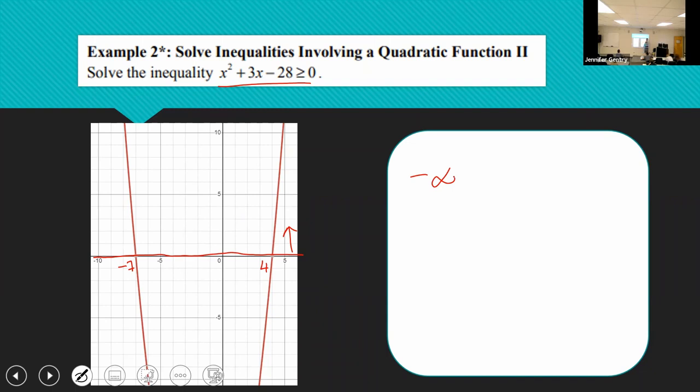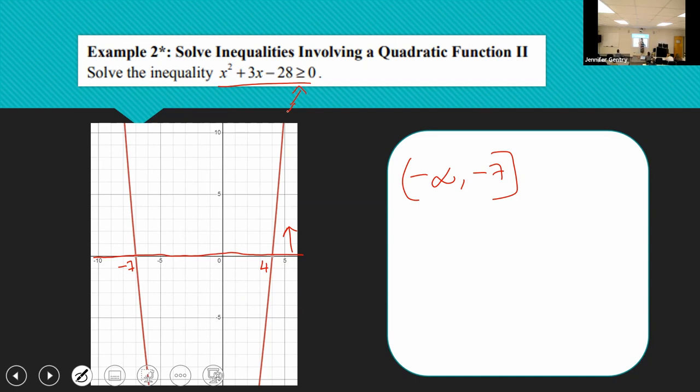Negative infinity always has what kind of bracket? Parentheses, because I can never be that, right? Where am I stopping? -7. Square bracket. Why, Henry? Because it's a point and it says or equal to. Do you see the difference from the first one? In the first one we just had greater than, so we didn't include the point on the line. Now we're saying or equal to, so it does include it.